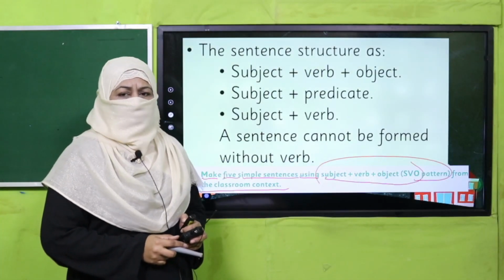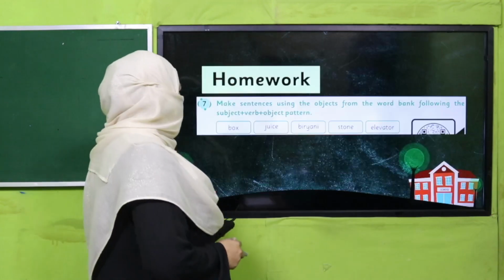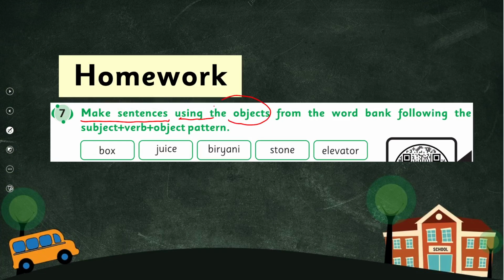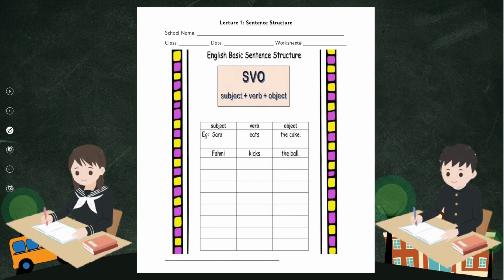Yes, my dear children, are you done with it? Good job. Now it's time for your homework. You will make sentences using objects from the word bank in the following. So beta, you will just take the words as objects to make the sentences. This is your homework, and here is a worksheet.